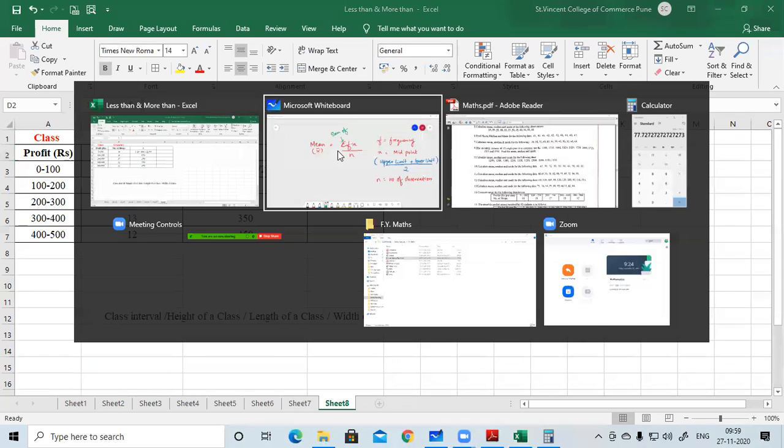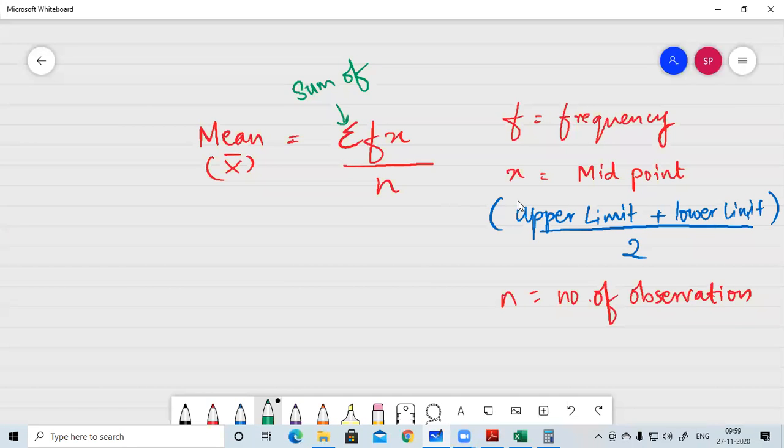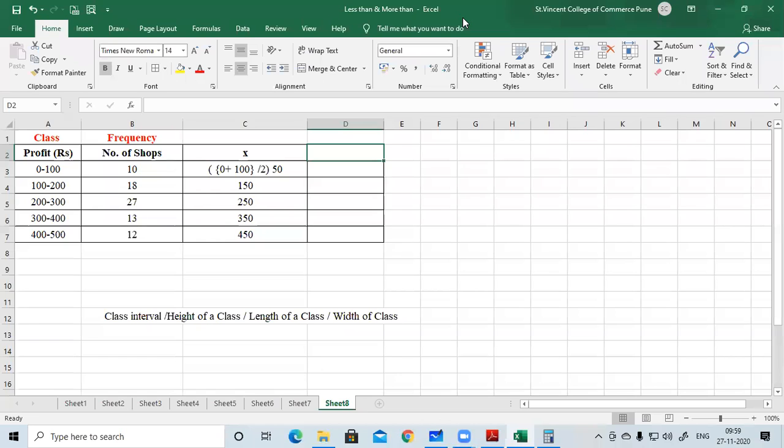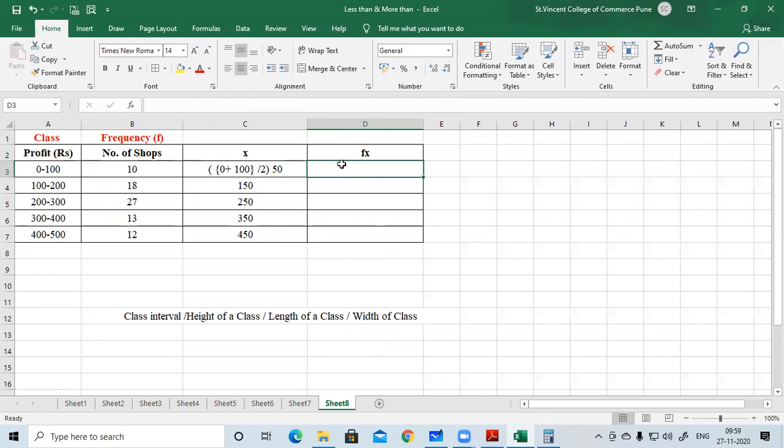Now, if you look at the formula, we require not x, we require fx. Fx means f into x. So the next column we are having is fx. Now, which is the f column? That is your frequency column, is known as f. So all you have to do here for the next column is 10 multiplied by 50.